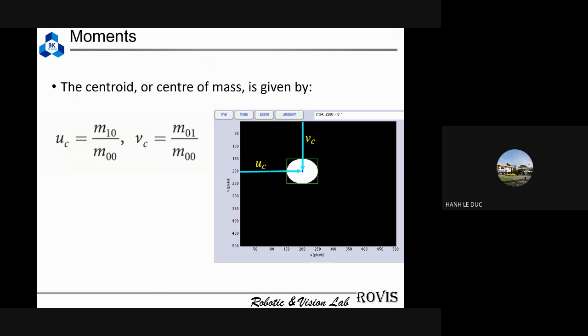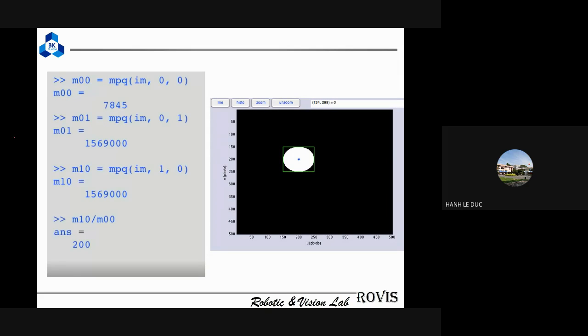Okay, example here. If we want to calculate the U and V centroid here, we apply this equation, right? M10 divided by M00. And by using MATLAB, they calculate that M01 is this number, M10 is this number, right? And then they use this number to divide this one.